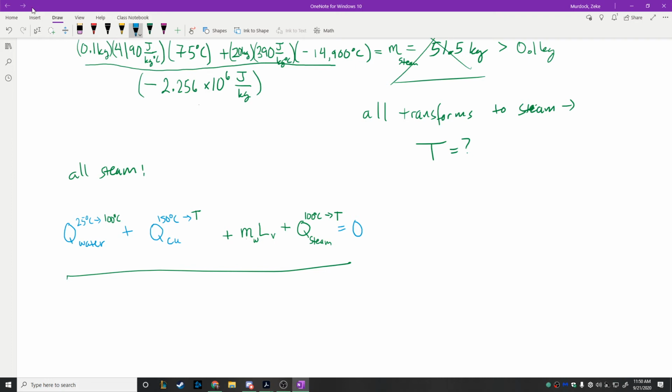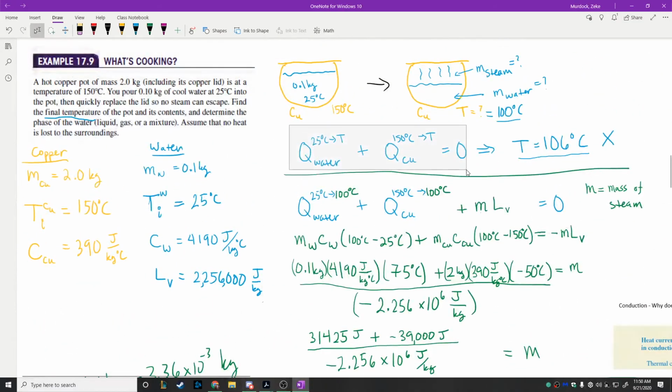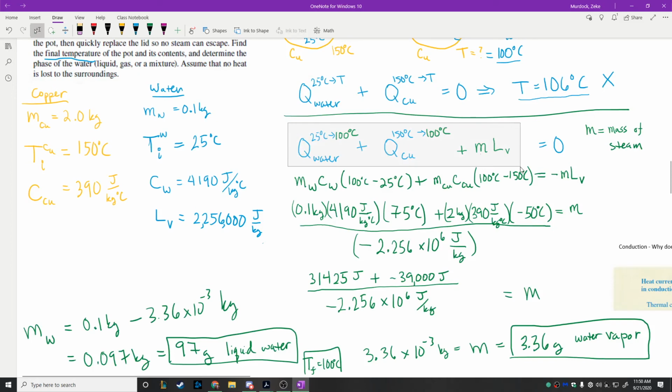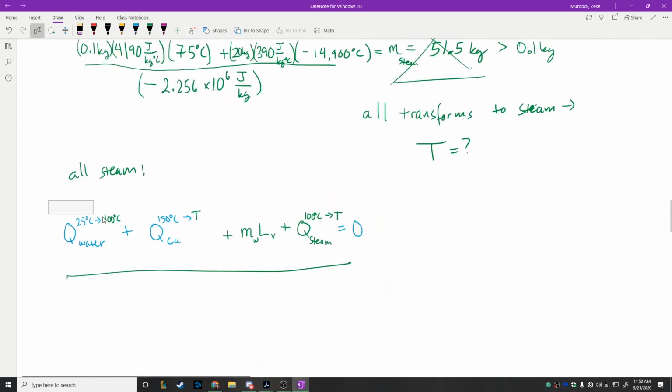So those are basically the three possibilities. The simplest possibility is this one, where there's just two terms. The next simplest possibility has three terms, and you're solving for mass. The third possibility is when it all gets converted to steam, and then you get a fourth term, because the steam actually has to increase its temperature.